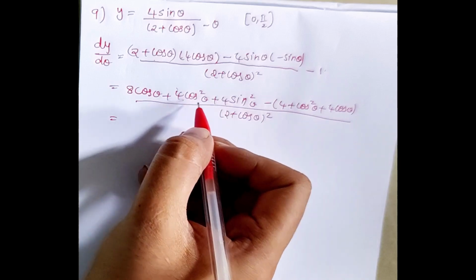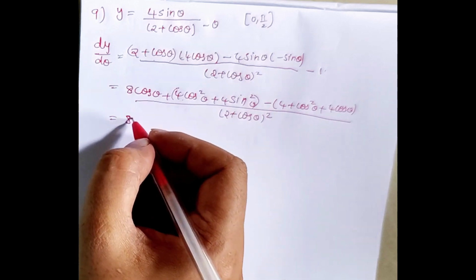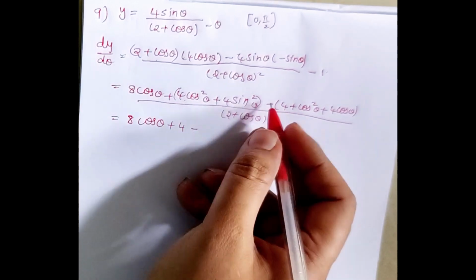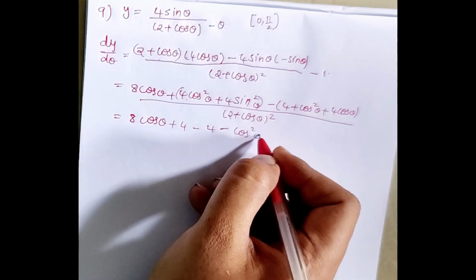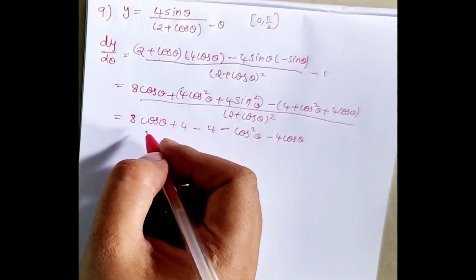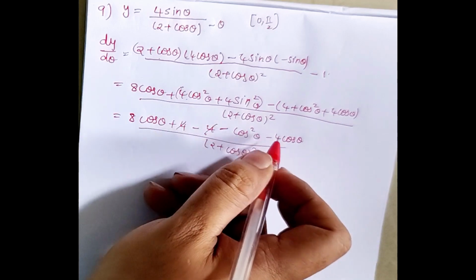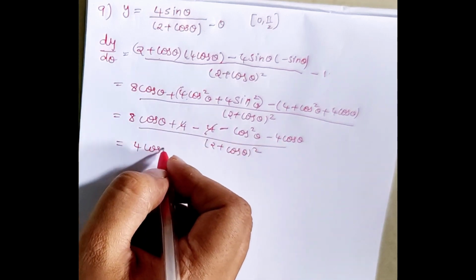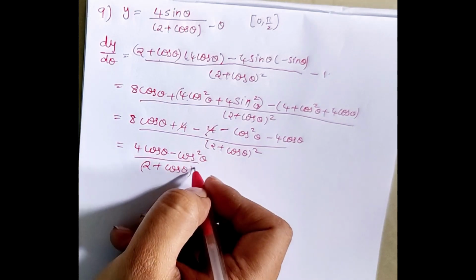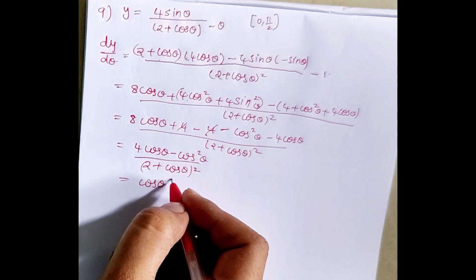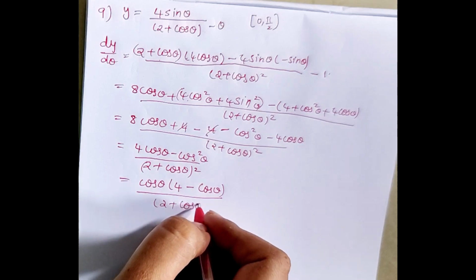We are taking 4 as common for these two terms alone, so the cos square theta plus sin square theta identity is 1. 4 into 1 is 4. 8 cos theta plus 4. Taking minus inside, all 3 are positive, so you get all 3 as negative. Minus 4 minus cos square theta minus 4 cos theta, the whole by 2 plus cos theta the whole square. Plus 4 minus 4 gets cancelled. 8 cos theta minus 4 cos theta is 4 cos theta minus cos square theta, by 2 plus cos theta the whole square. We can take cos theta as common. So we get cos theta into 4 minus cos theta, by 2 plus cos theta the whole square.